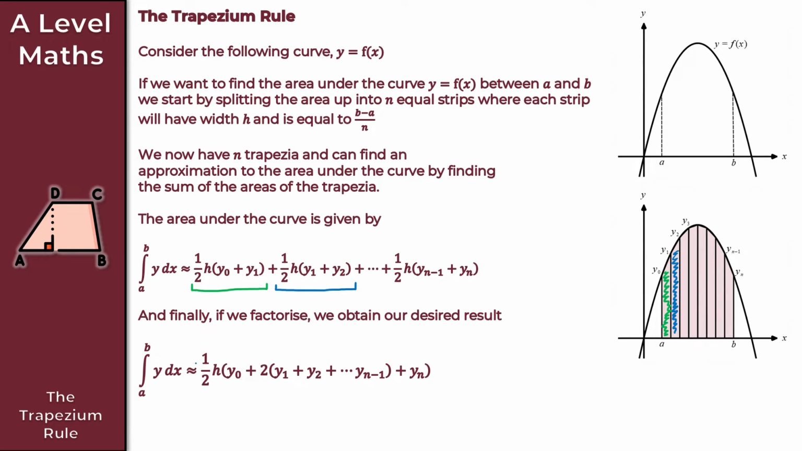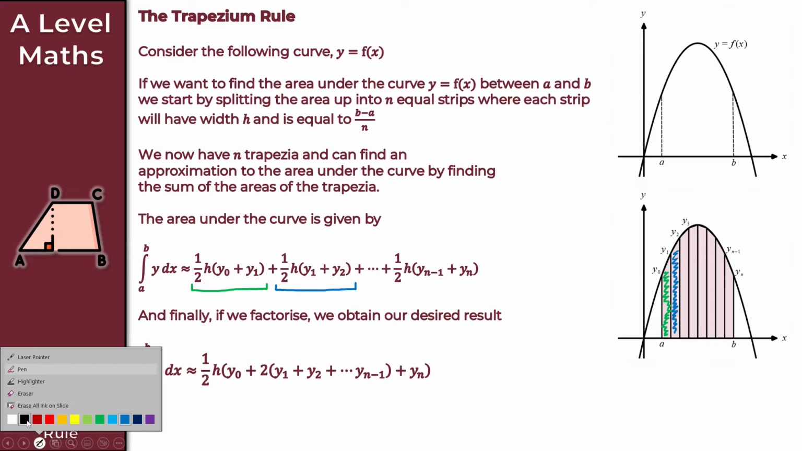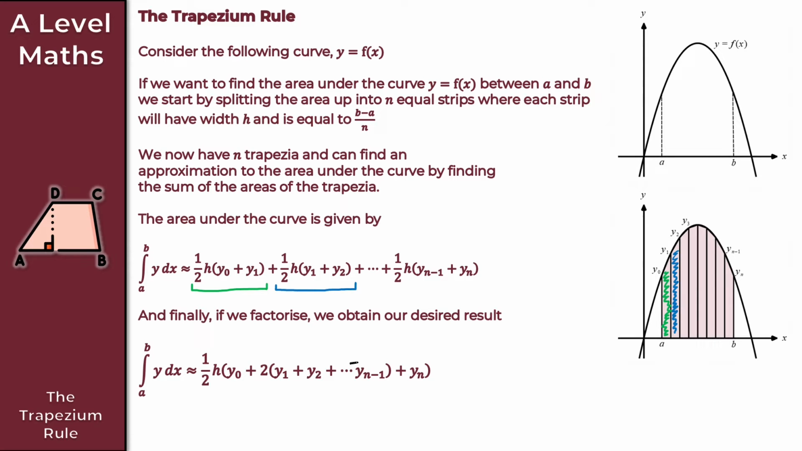So if we do that, the integral of y with respect to x from a to b is approximately the following. We get a half h times y0 plus yn. We also have two lots of y1 plus y2 plus so on and so on. Apologies, by the way, there should be a plus there. Let's quickly amend that. So plus y subscript n minus 1. So a half h times y0 plus yn. We also add on two lots of y1 plus y2 plus so on and so on, all the way up to y subscript n minus 1, where again h is equal to b minus a over n.